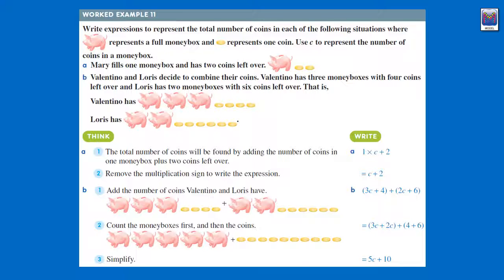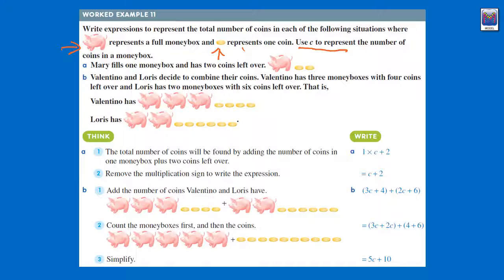So what we've got is this little symbol here, the piggy bank, represents a full money box, and the little coin there represents one coin. We use C to represent the number of coins in the money box. Okay, so C is now our variable or pronumeral. C is our variable for the number of coins in the money box.